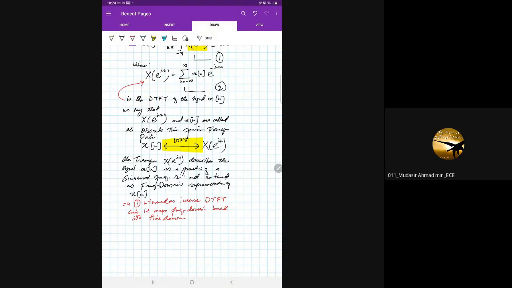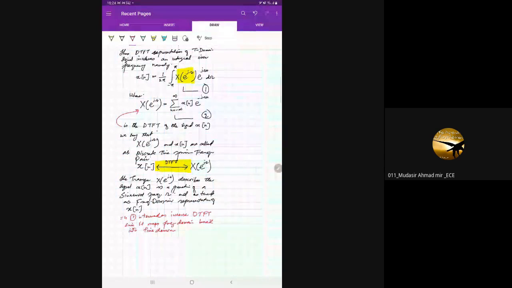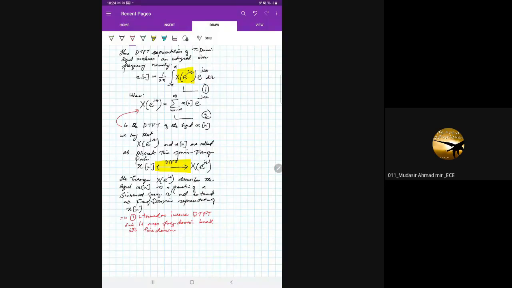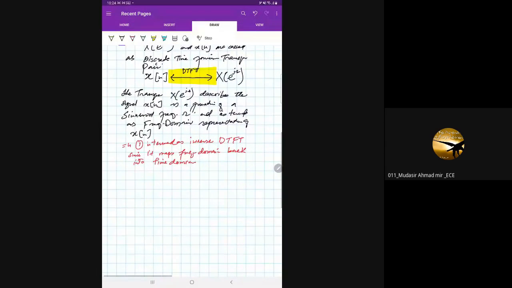Okay. Now, if you analyze equation 2, you have the infinite sum. The infinite sum in equation 2 actually converges. I'll write it down here and I'll tell what converge means.